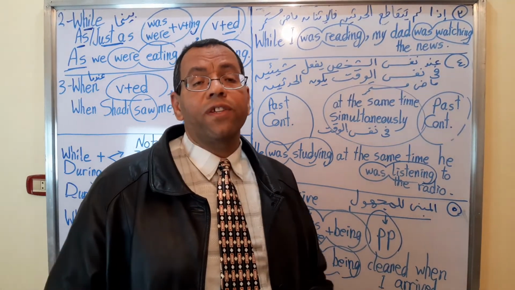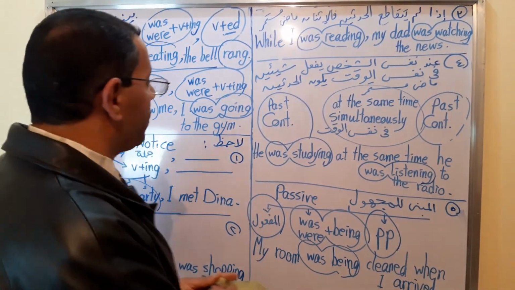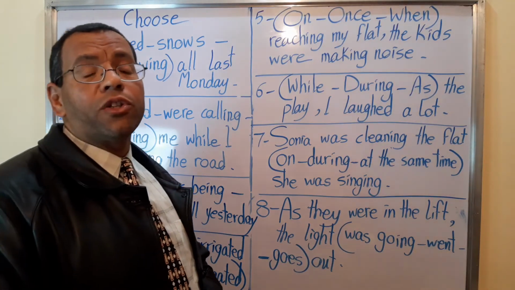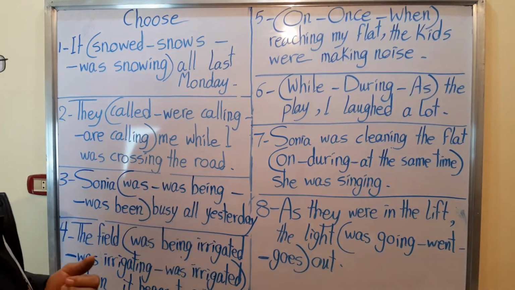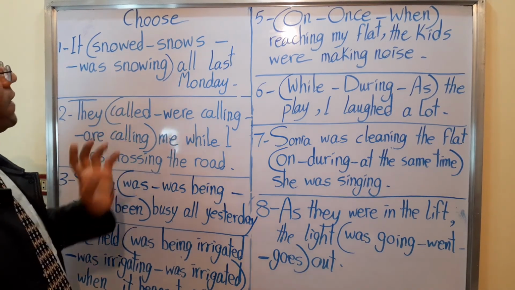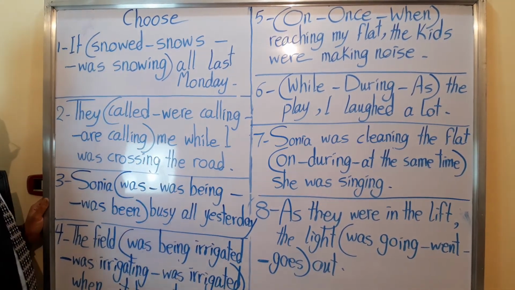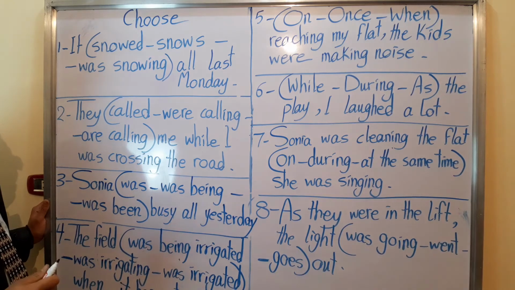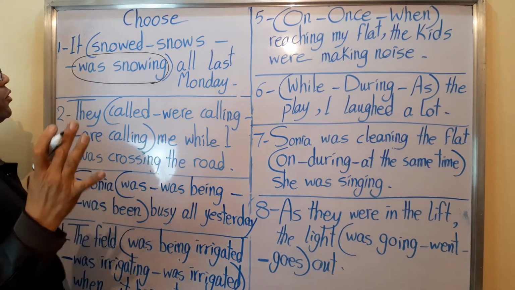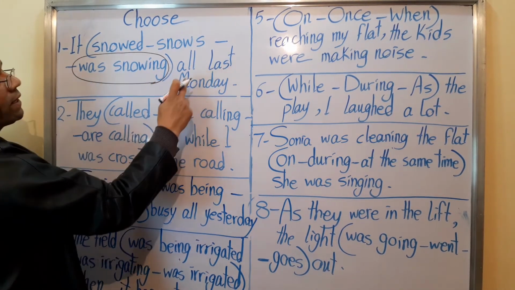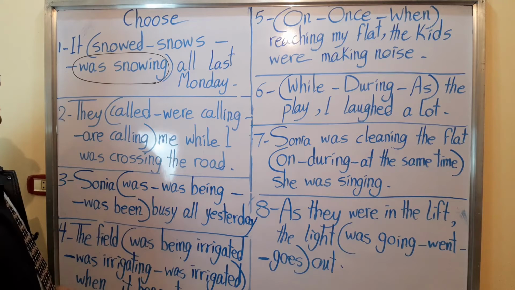Now I have just finished the past continuous, and now I'm going to give you some questions, and I want you to think about the answers. We choose the best answer. Please try to think with me. One: all last Monday, it was snowing. I know that you know the answer. Why did I choose was snowing? All last Monday: all plus past, so I choose past continuous, was snowing.